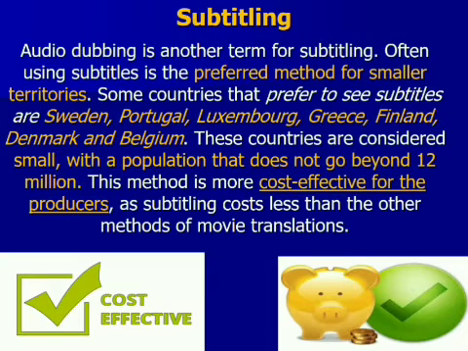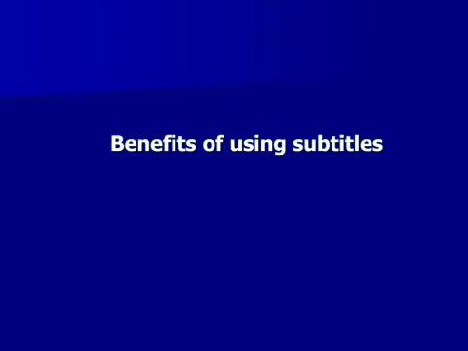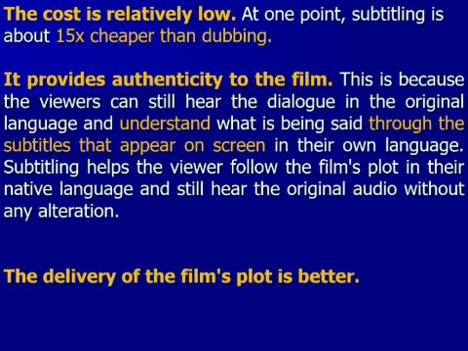For example, audio dubbing is another term for voiceover. Often using subtitles is a preferred method for smaller territories, but when we speak about dubbing, it is used for a wide audience. And of course, subtitling is cost effective. When we speak about the benefits of using subtitles, we can say the following. Subtitling is the cheapest way to give the meaning of the film in another language. The cost is relatively low, 15 times cheaper than dubbing.